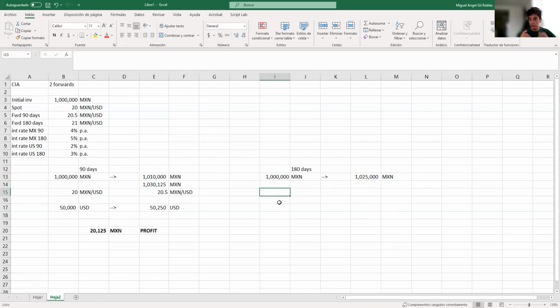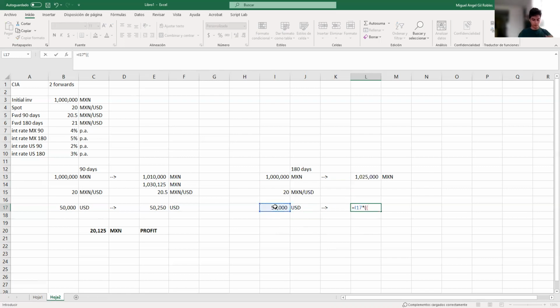Next thing to do, convert the 1 million pesos to dollars. I will just use the same thing as in here, 20, because it's spot. I only have one spot, so this is not a problem. Then I convert that by dividing. This over this should be $50,000. Then I convert this $50,000 to future values: this times 1 plus the interest rate of the US for 180 days, times 180 over 360. And I close this. This is dollars.